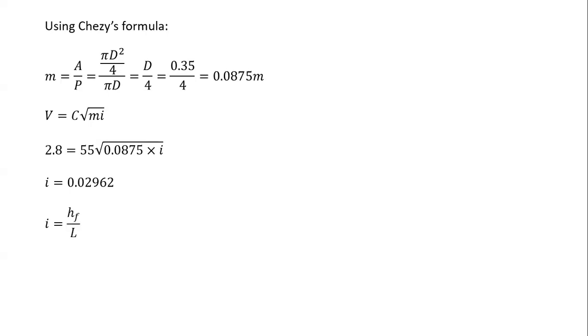So we said i is hf over L. The target is this hf. So we can go ahead and make hf the subject, which will now be the product of the length of the pipe by the slope. So 75 times 0.02962, and our answer comes out as 2.22 meters. That is the loss of head.